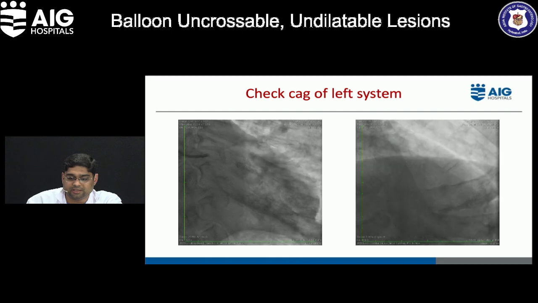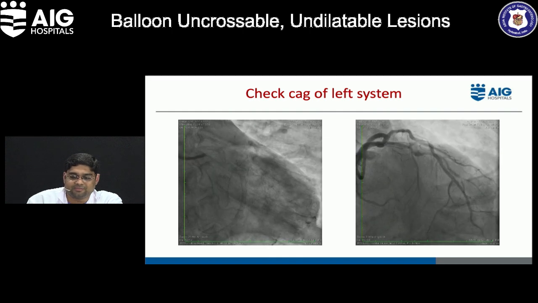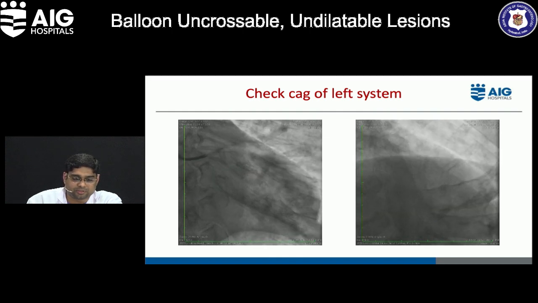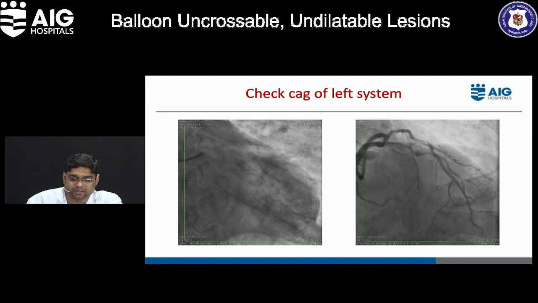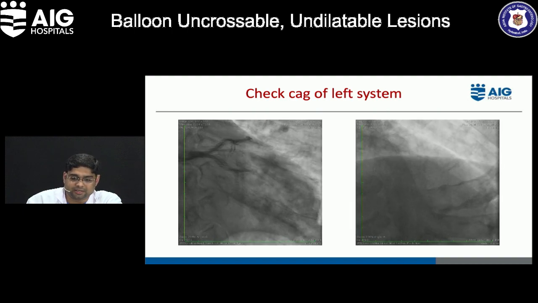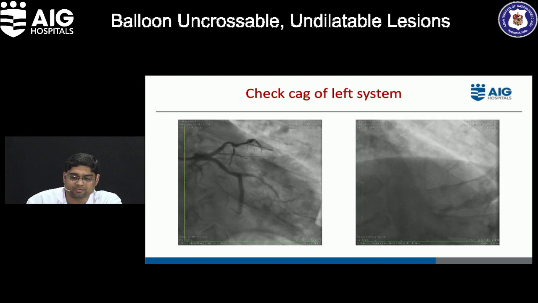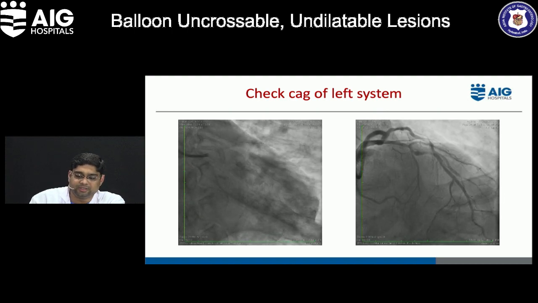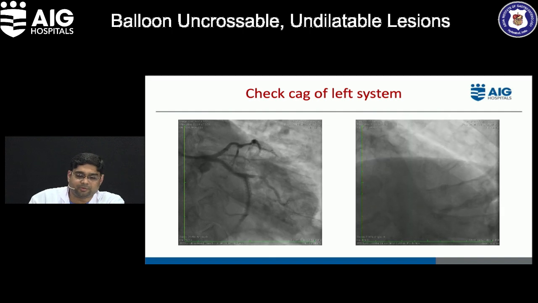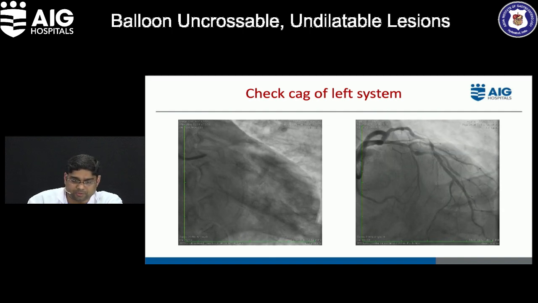mid LAD, you can see there is a calcified lesion with almost an 80 to 90 degree bend at the mid LAD. There is a shelf of calcium sitting on the undersurface as well as on the top of the lesion, but the lesion is not so tight. This patient we took up for angioplasty.